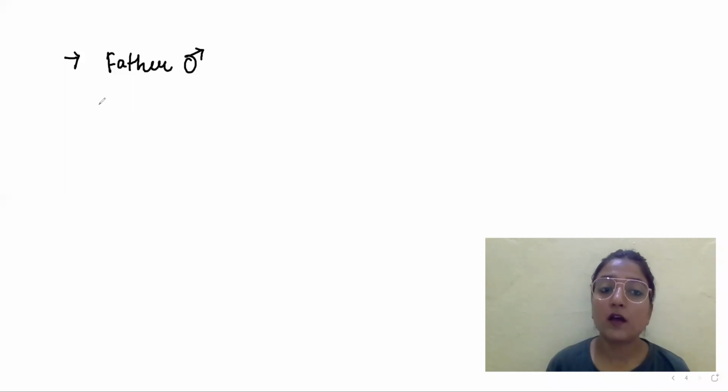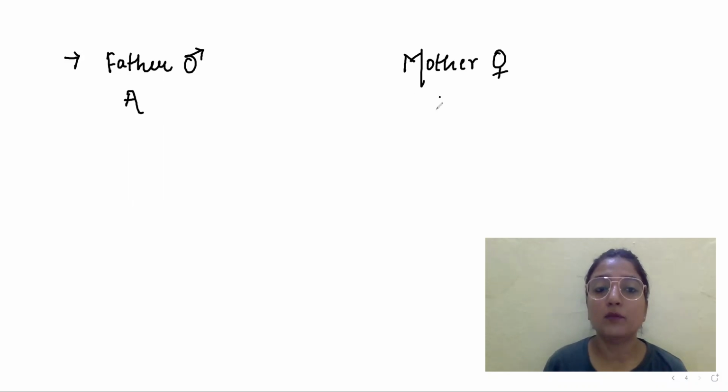So, suppose a father has A blood group. In the question, it is given that the father has A blood group and the mother has B blood group. The question is, what will be the blood group of the offspring?